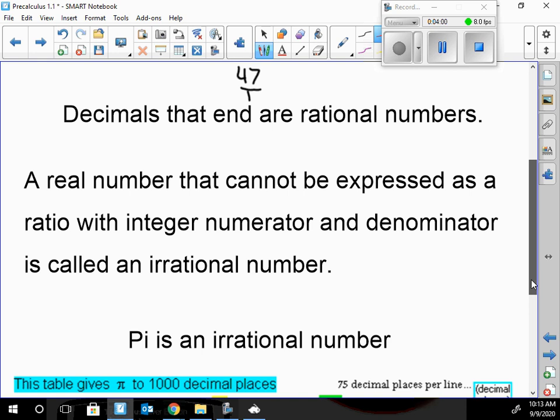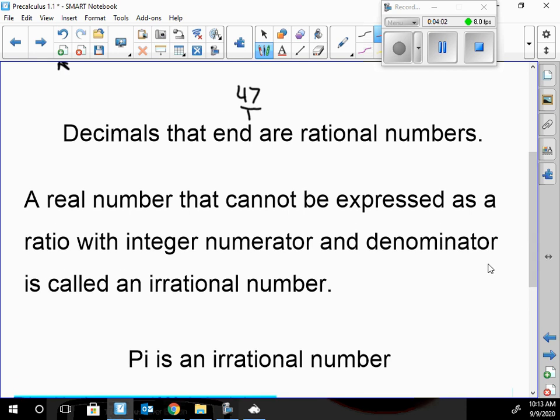A real number that cannot be expressed as a ratio with an integer numerator and denominator is an irrational number. Now the example that I was talking about up here would be one like 0.33333 repeating, going on forever. Yes, that looks like it goes on forever, so it doesn't end. However, I can express that as 1/3. Irrational numbers are numbers that can't be converted from this decimal format to any type of fraction like this.